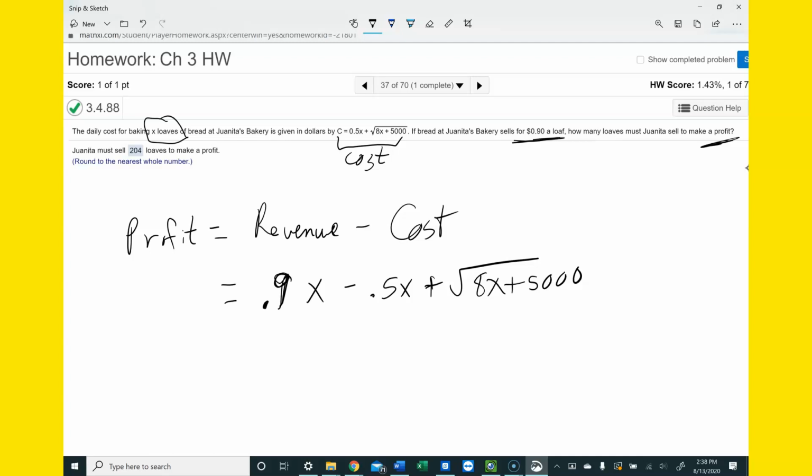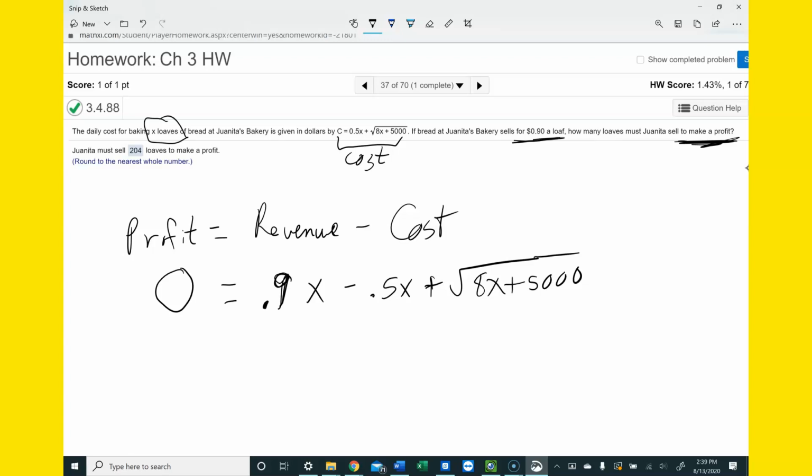All right, now we could solve this by hand. It wouldn't be too hard to do. What does it want to know? It wants to know how many loaves you must sell to make any profit at all. So that would be the break-even point. At what point does her revenue finally equal cost? That means we want profit to be 0 in order to find that break-even point. So we set it equal to 0.